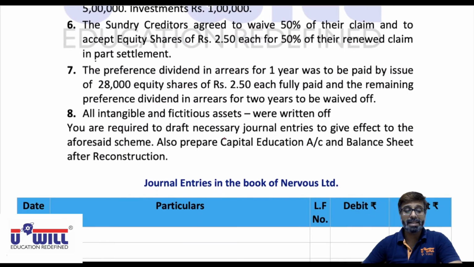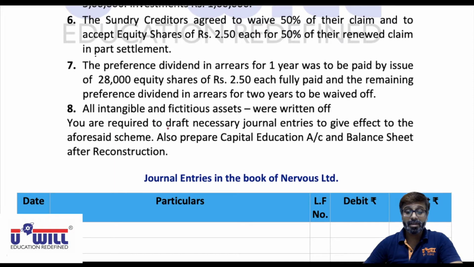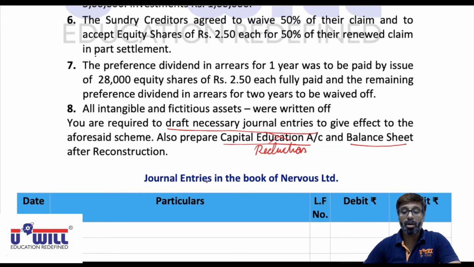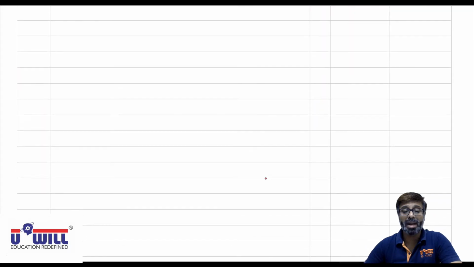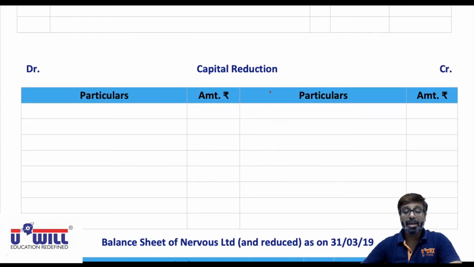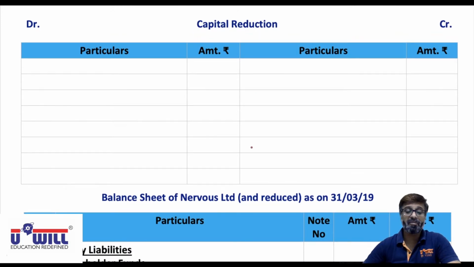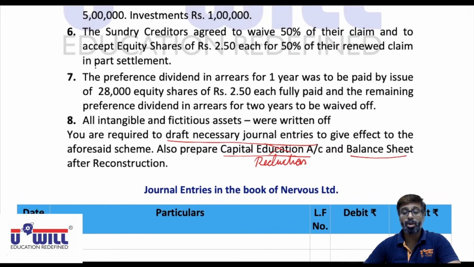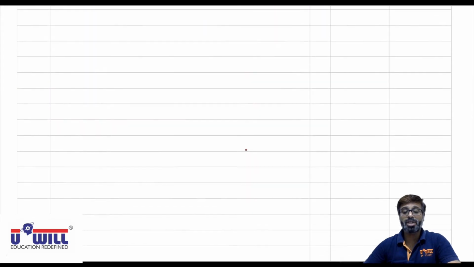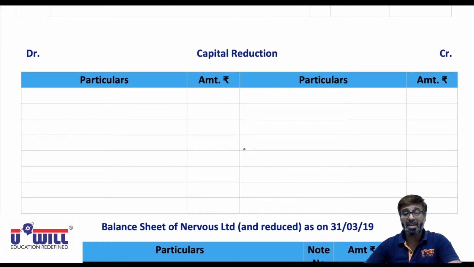Now look at the main question asked at the end. You are required to draft necessary journal entries to give effect to the aforesaid scheme. Also prepare capital reduction account, not education account, make it reduction account. And also make balance sheet after reconstruction. So the same three things are asked in every question. It's a 15 marks question. So all of you make the format of journal entries in the books of Nervous Limited for around 1.5 pages. Capital reduction account around 8 to 10 lines. You can say remaining half page. Balance sheet formats we will make later on. So pause the video and make the format of journal entries and capital reduction, 1.5 pages and half page.